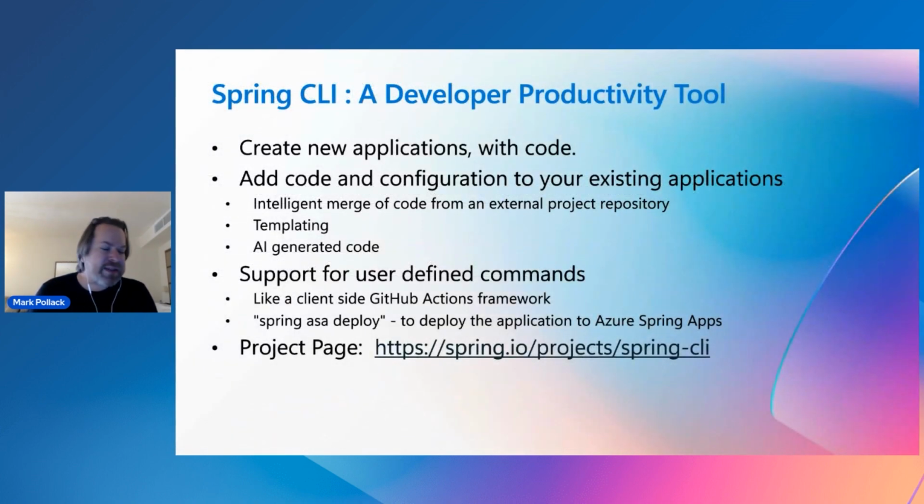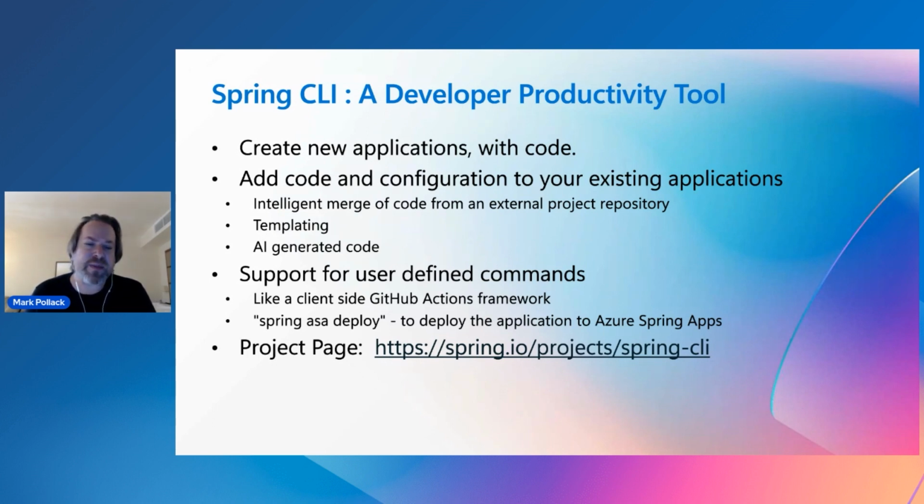So to demonstrate this, I'm going to actually hopefully achieve quite a lot with a few little lines of code by use of another open source project we have called Spring CLI. It's a developer productivity tool. So you can create new applications, but not just empty shells, but new applications with code. And perhaps what's even more important is that you can go to your existing application, your brownfield application, let's call it, and add code to it. And it can do this in 3 ways. It can merge code from an existing external project. So your sample repos, let's call them.